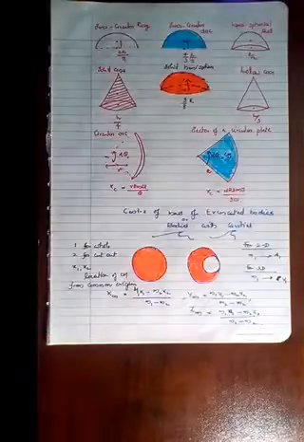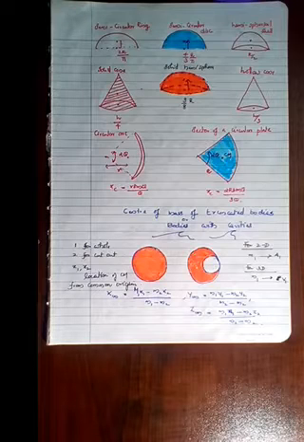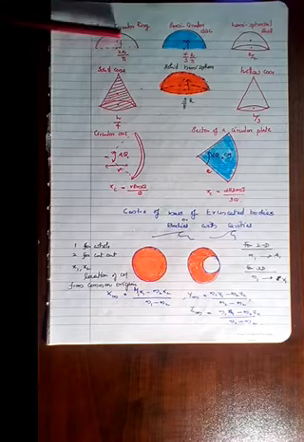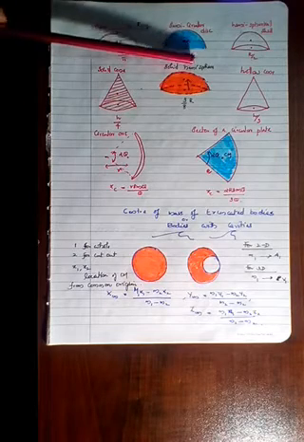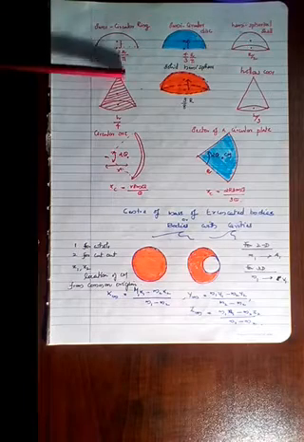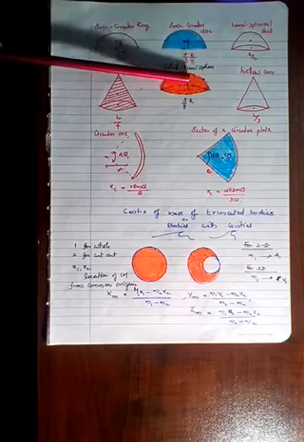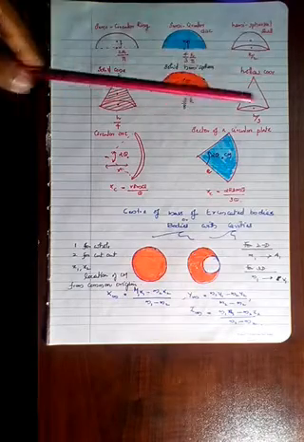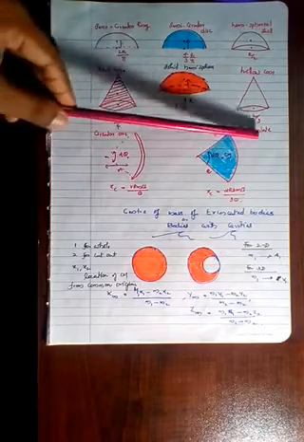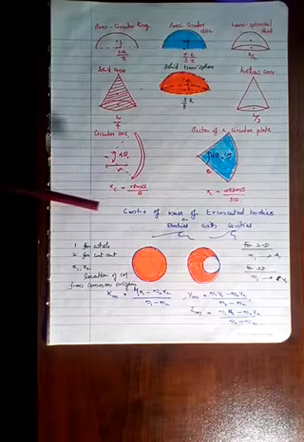Look, some important formulas for center of mass. For a semicircular ring, from center, 2R by pi. For a disk, 4R by 3 pi. Hemispherical shell, R by 2. Solid cone, H by 4. Solid hemisphere, 3 by 8 R. Hollow cone, H by 3. Also for a circular arc and a sector of a circular plate. So these are very important formulas.